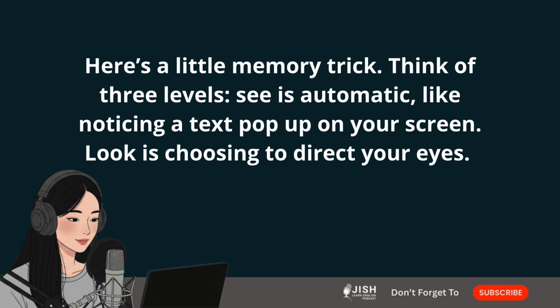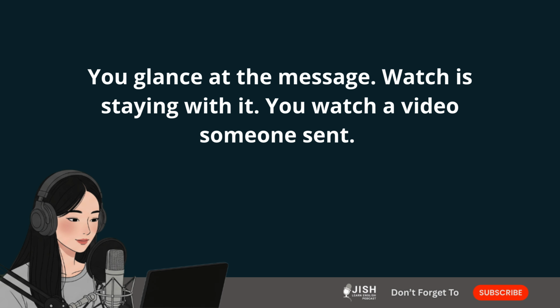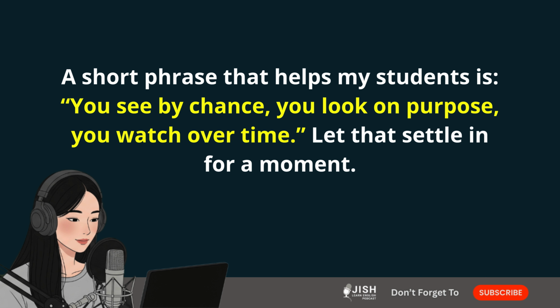Here's a little memory trick. Think of 3 levels. See is automatic, like noticing a text pop up on your screen. Look is choosing to direct your eyes. You glance at the message. Watch is staying with it. You watch a video someone sent. A short phrase that helps my students is, you see by chance, you look on purpose, you watch over time. Let that settle in for a moment.